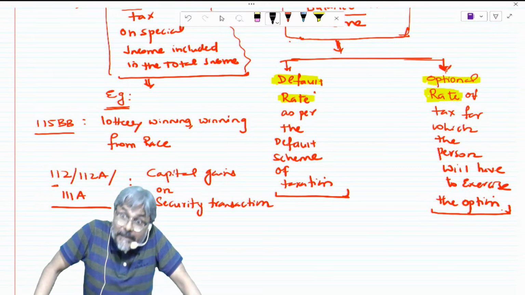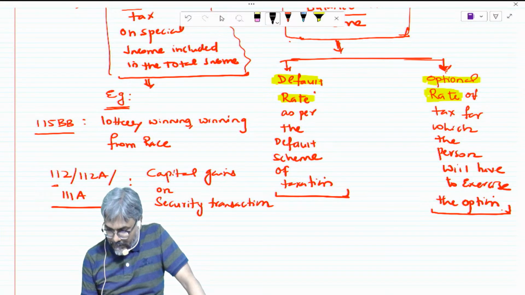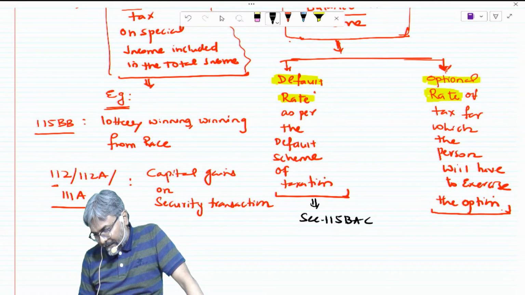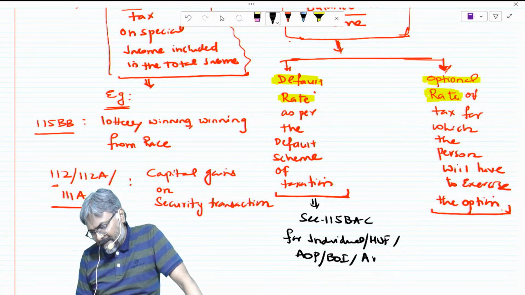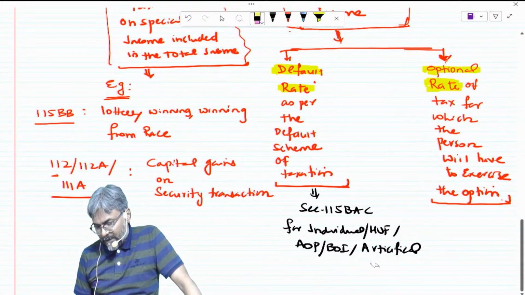This is what has changed. Okay, now please write the section over here. Section 115BAC, for whom? For individual, HUF, AOP, BOI. First lecture, remember that? In the first class, second class, this was the second class. Artificial juridical person.